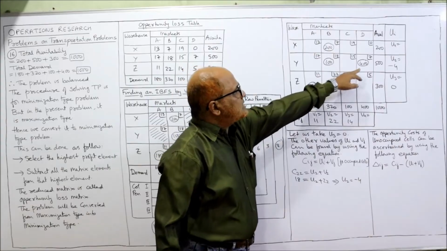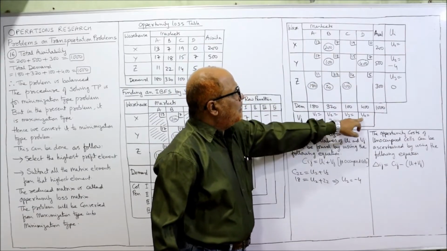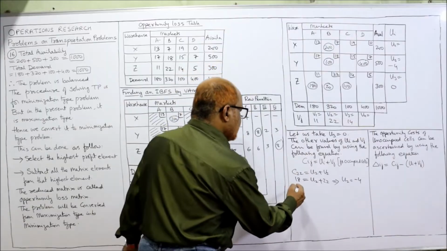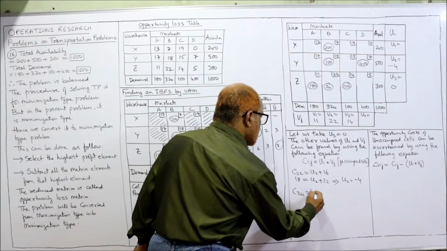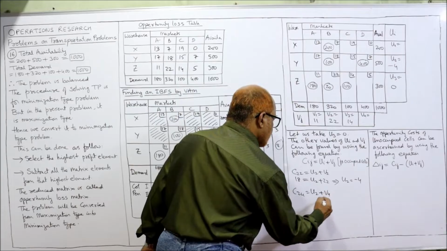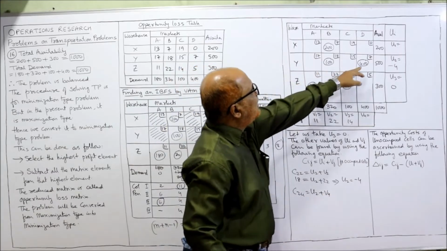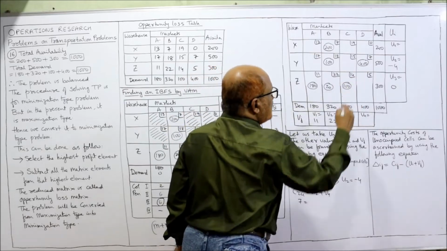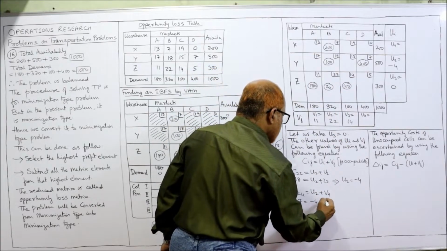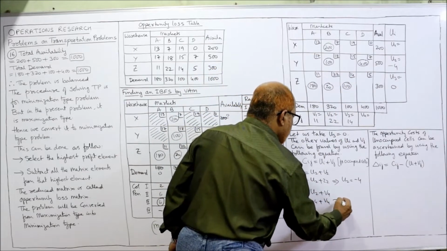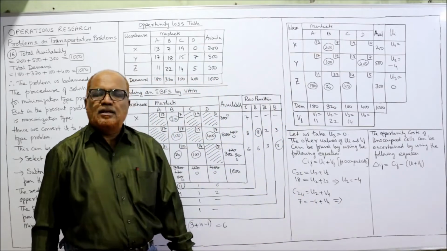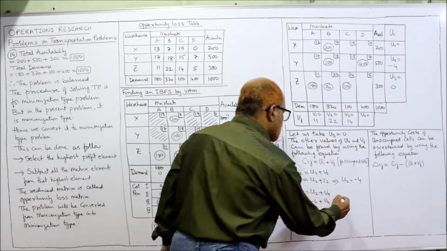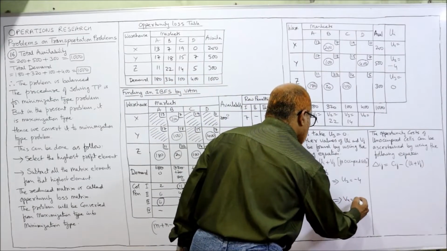Now by using this cell, I can get the value of V4. The location is second row, fourth column, 2, 4. C24 is equal to U2 plus V4. C24 here is 7. So 7 is equal to U2, which is minus 4, plus V4. Bring the minus 4 to LHS, it will become plus 4. So 7 plus 4 is 11. So V4 is equal to 11.